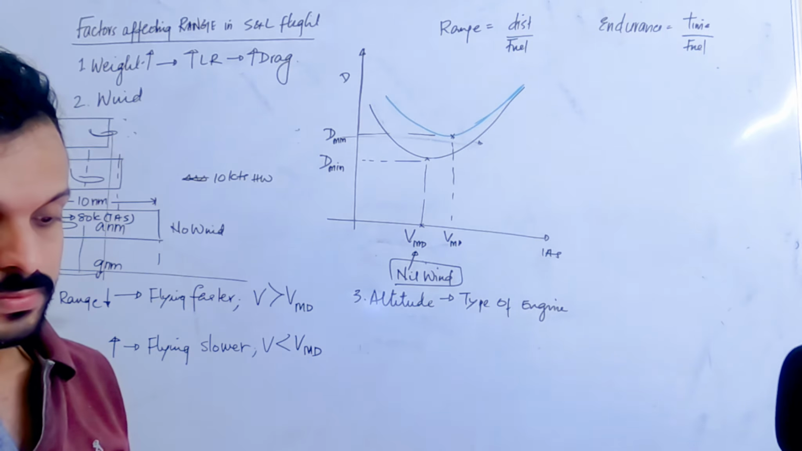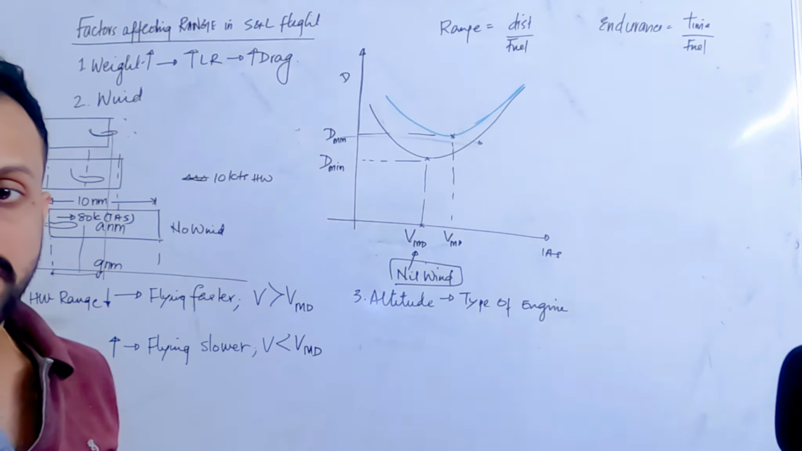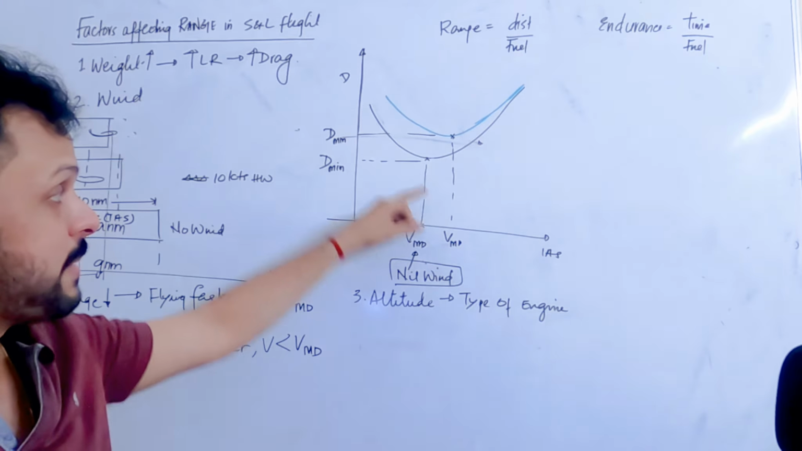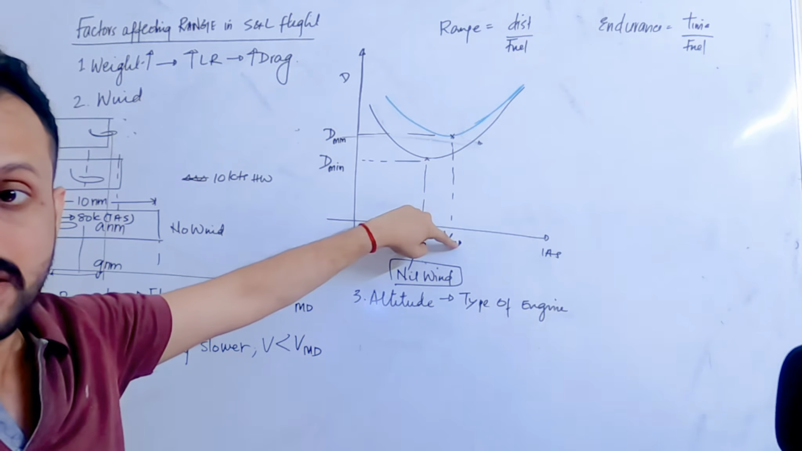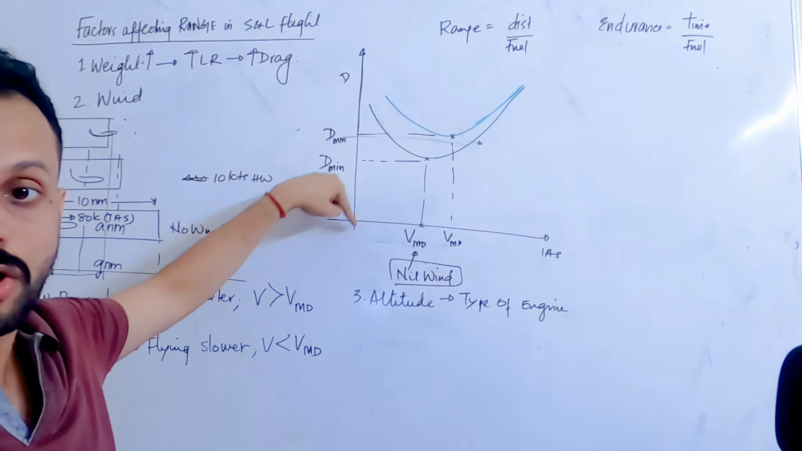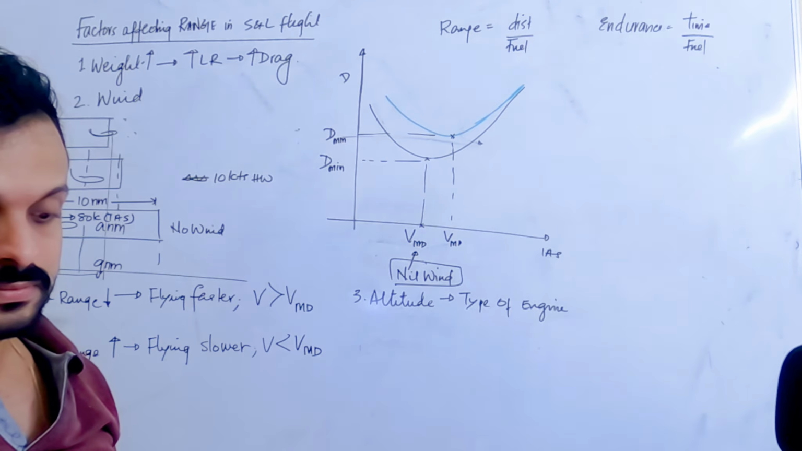Nil wind, maximum range is attained at minimum drag speed, VMD. When there is no wind, then you can have the maximum range at the VMD speed. If you have a headwind, you have to fly faster than VMD. If you are in a tailwind, you have to fly slower than VMD. Right? That's correct.